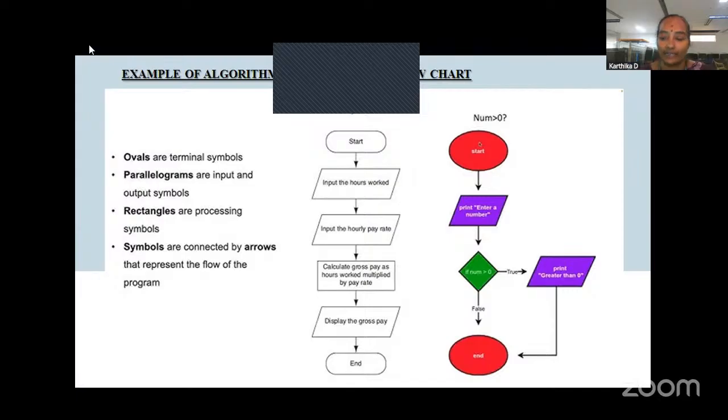And this rectangular box represents calculation, that is processing. Let us assume we are calculating the sum of n numbers, so we are calculating 1 plus 2 plus 3 plus 4 plus 5. This calculation process can be done in these rectangular boxes. This arrow represents the direction or flow of the program. This is the example for the sum of n numbers. First, we are checking whether the given number is greater than 0.